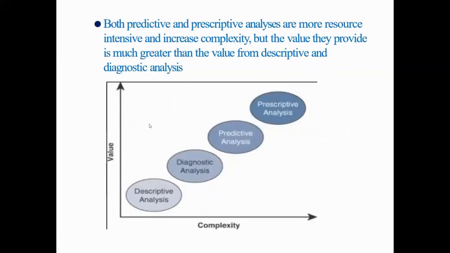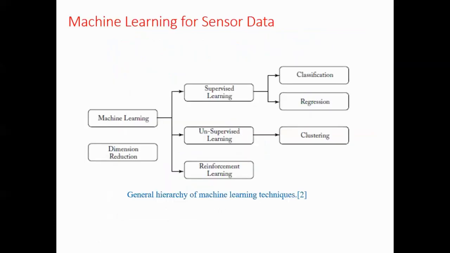We will not go deep into descriptive and diagnostic, because they are all data analysis techniques. What is it? Your hypothesis testing, chi-square, correlation analysis, mean, median, mode, every statistical analysis you can perform here. That aggregation, summarization, everything. But for predictive and prescriptive analysis, we have to take the help of machine learning.